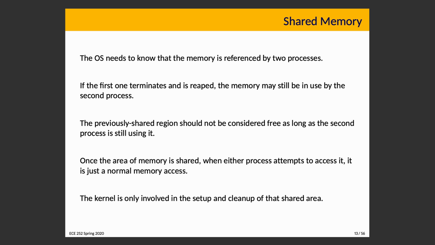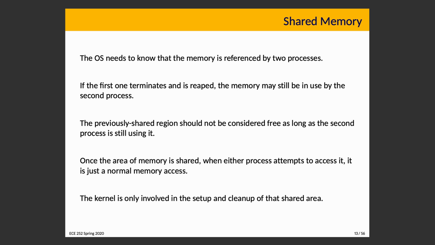So the previously shared region can't be considered free as long as another process is still using it, and actually we'll see in Unix that shared memory can survive while no process is currently actively using it, on the theory that you could just share this memory now and you don't know exactly when the other process is going to use it.